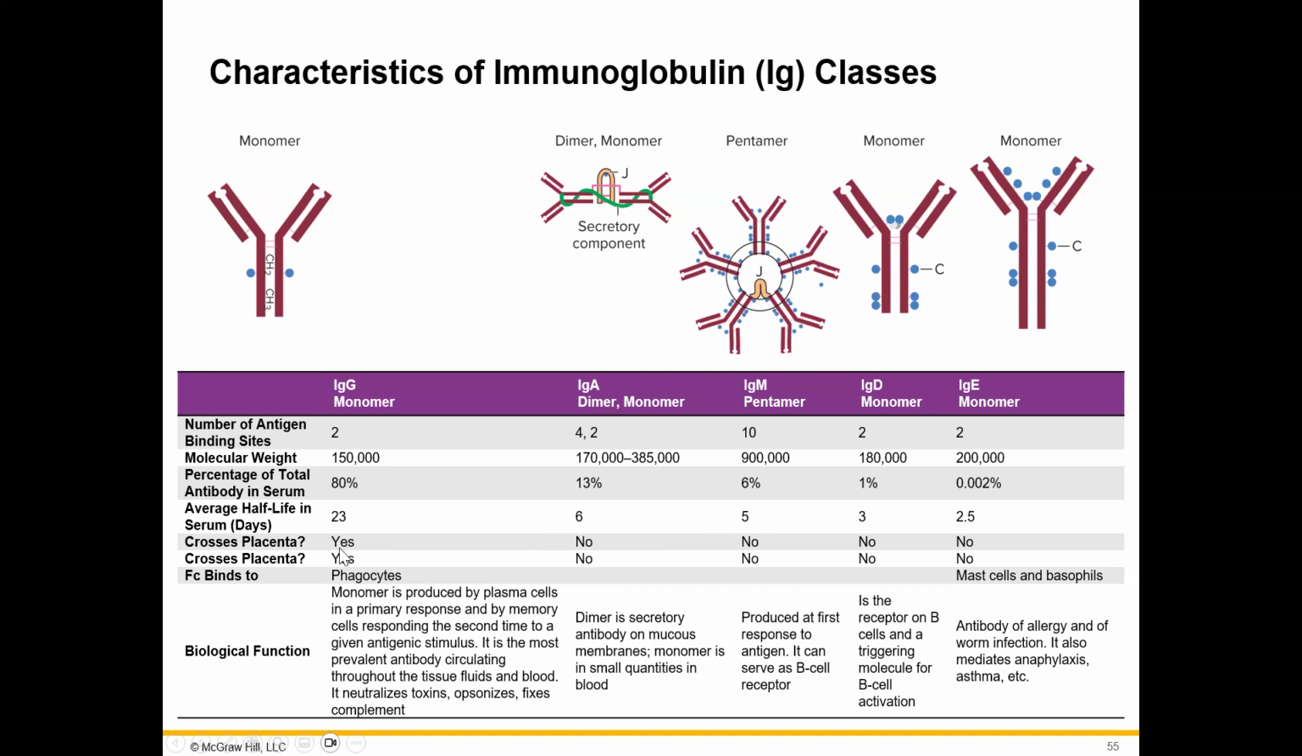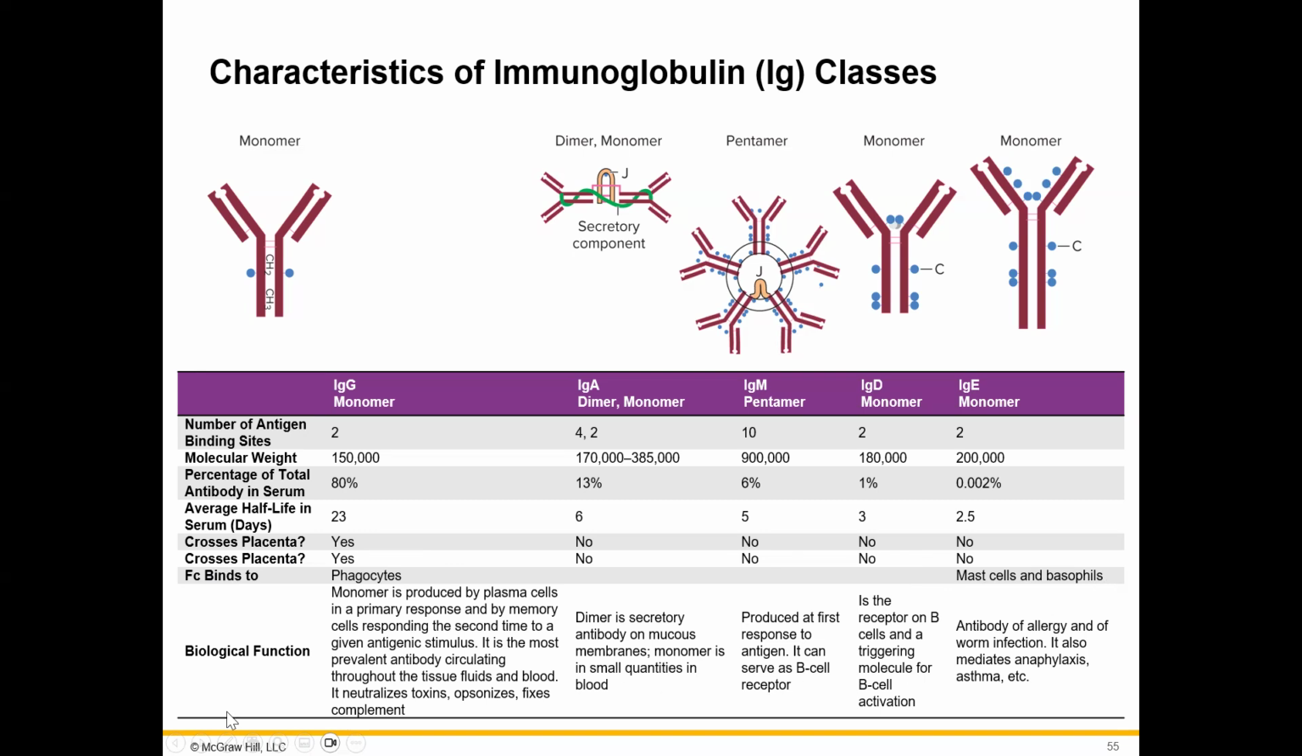Does this cross the placenta? Yes. So this one definitely is of value. This should here say fixes complement. So does it fix complement? This is a typo in here. So read this as fixes complement. And again, IgG is a yes. The others are no. Does the Fc bind to something? Yes, here it binds to phagocytes, and here it binds to mast cells and basophils.